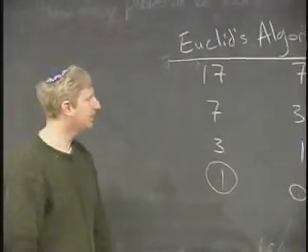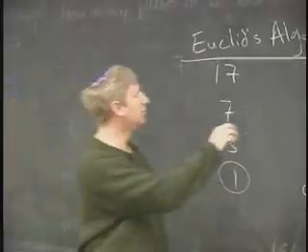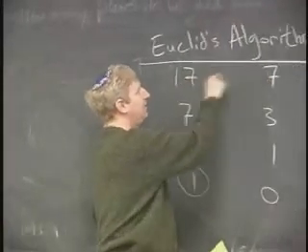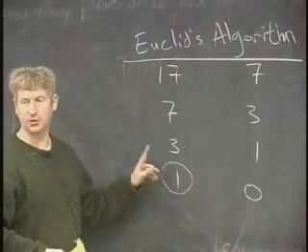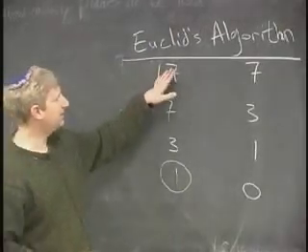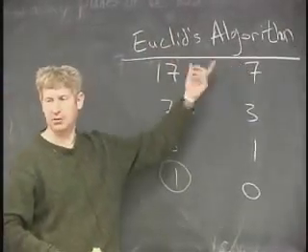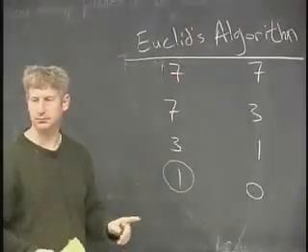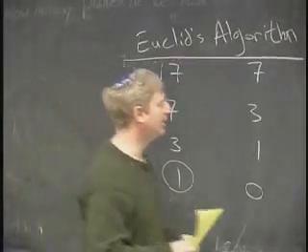Could you just repeat what you're... Yes, I'm going to prove to you that if these two have a greatest common divisor of 1, I can multiply this by something, subtract those two, and get 1. Okay? Yeah. So here's how we do it.